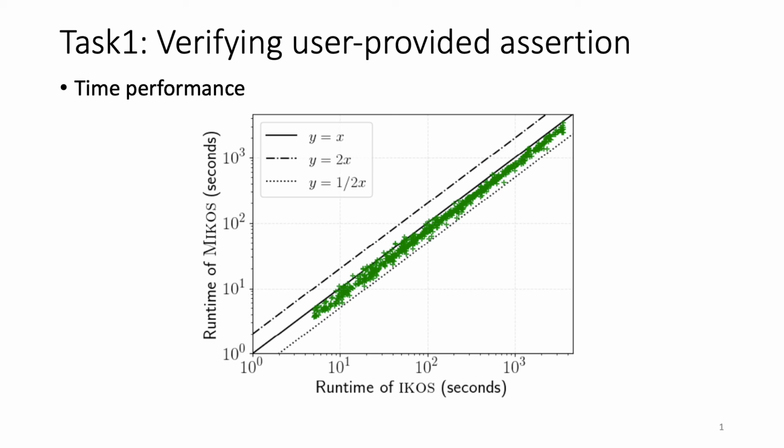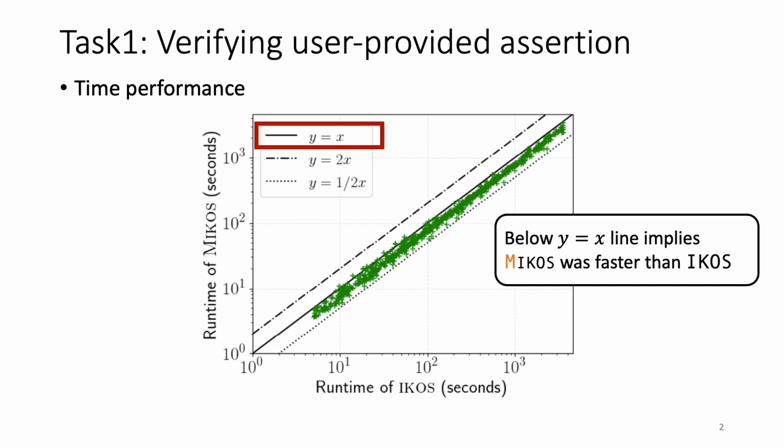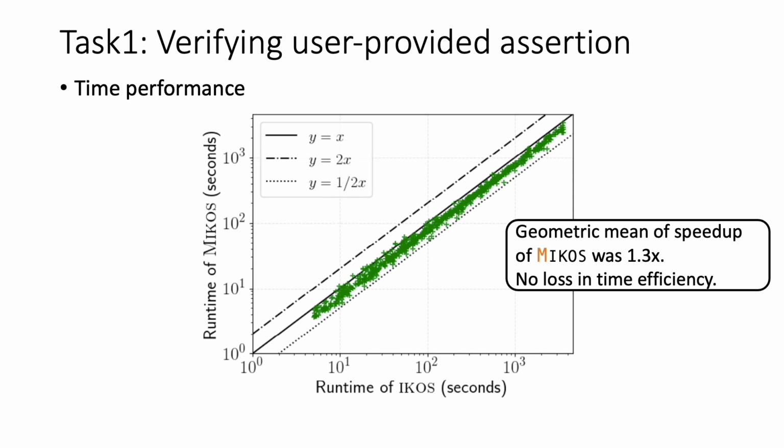This scatter plot shows the results for the time performance for task 1. The y-axis shows the runtime of MyCos, and the x-axis shows the runtime of ICOS. Benchmarks below the y equals x line imply that MyCos required less runtime than ICOS. MyCos was faster than ICOS in most of the benchmarks. The geometric mean of the speedup of MyCos was 1.3x. Essentially, there was no loss in time efficiency.